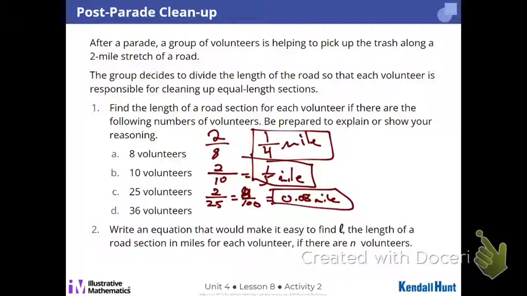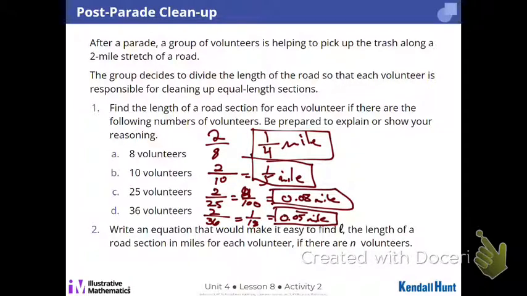Ivy: I did 2 miles and 1 divided by 36, so 36. And then I got 0.05, so I just did about 0.055. Yeah, or 1/18 miles would also work.